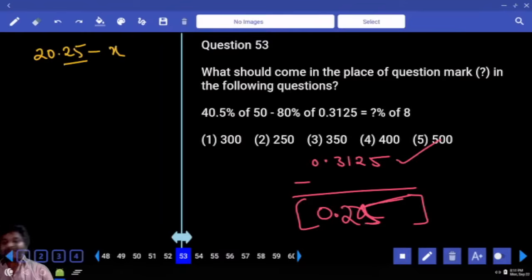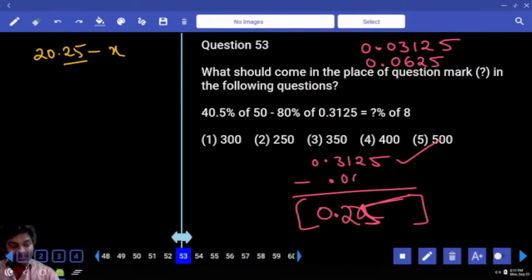What is 10% of this number? 0.03125 double, 0.0625. If that is subtracted, you get 0.25 only. So this is equal to 20.